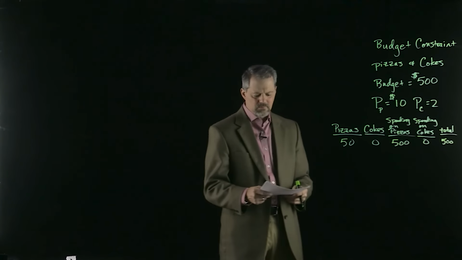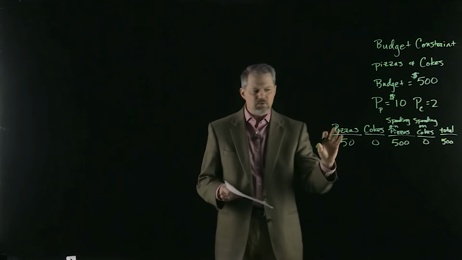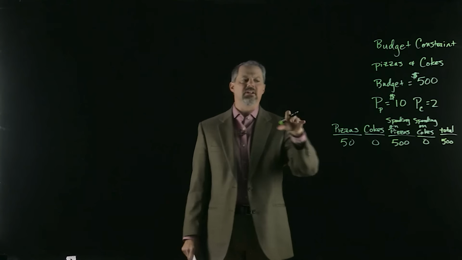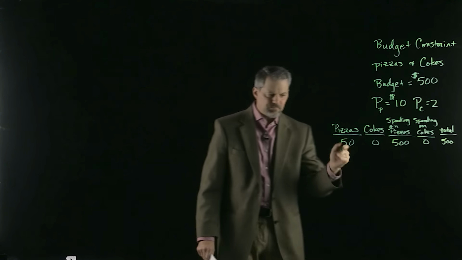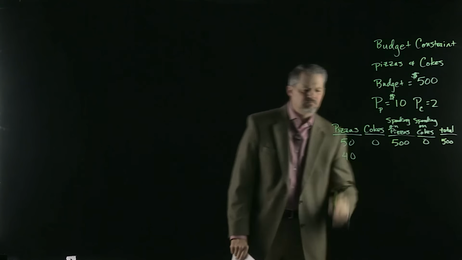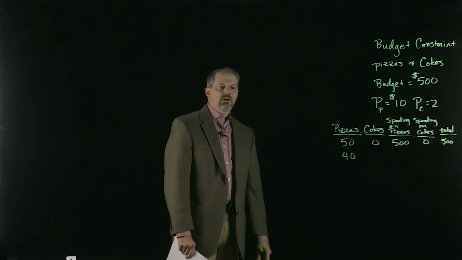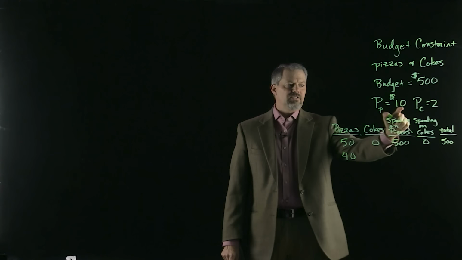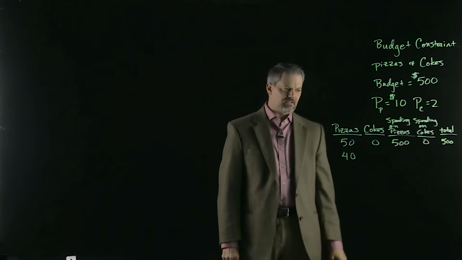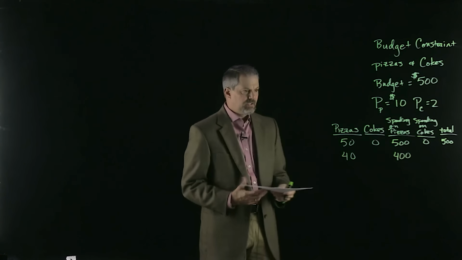So that's one possibility, but chances are we're not going to want to spend all of our money on pizzas. Another possibility, and there are an infinite number of possibilities if we assume that Cokes and pizzas are infinitely divisible. Don't worry about that. Let's suppose we decided to spend money on 40 pizzas. Well, at $10 each, that's going to be $400, right? So we've spent $400 on pizzas.